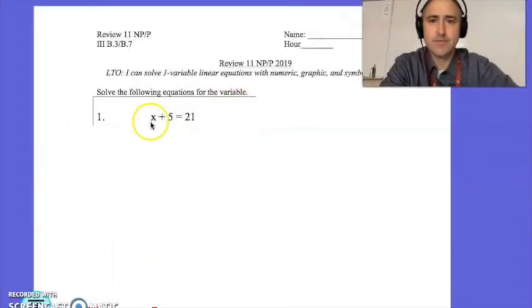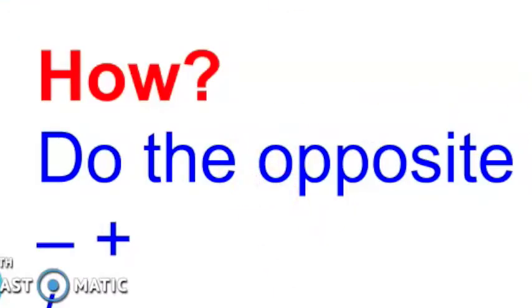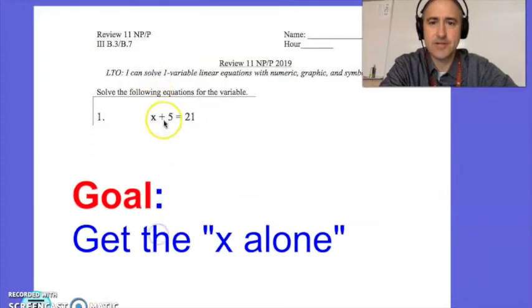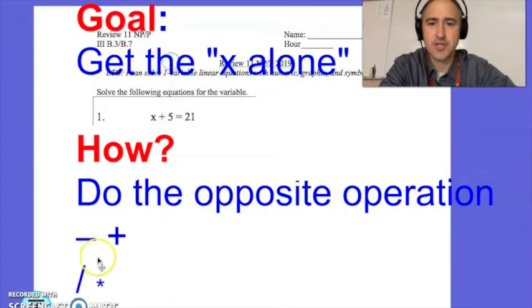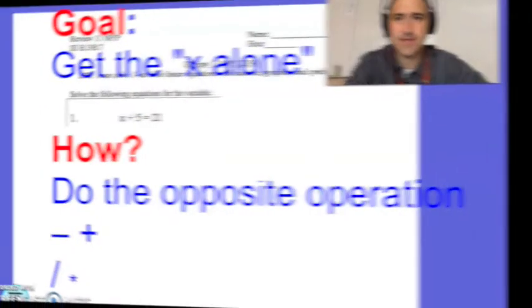On your review, you see the first question says x plus 5 equals 21. So you need to ask yourself, how do I get x alone? That's right, you got to move the 5. How do we move the 5? We got to do the opposite. The operation here is add, so you are going to do the opposite.